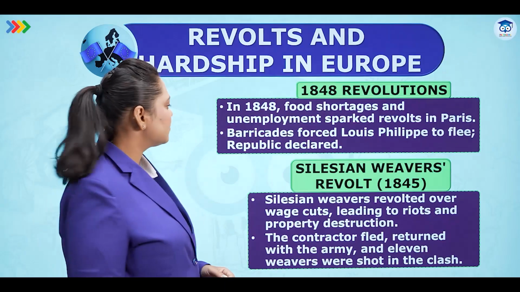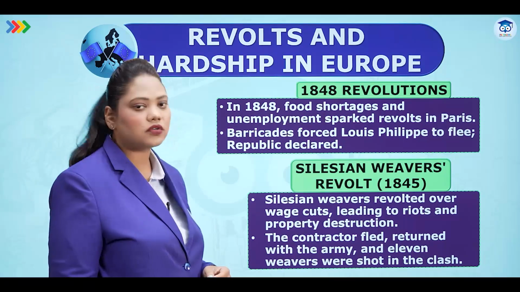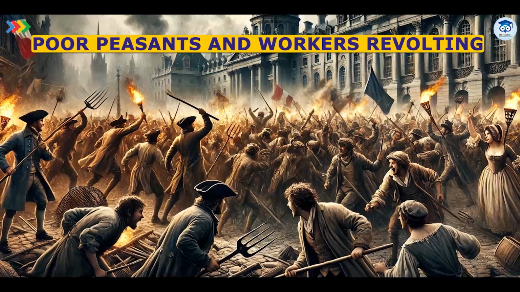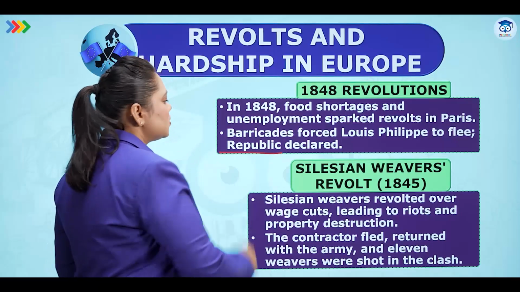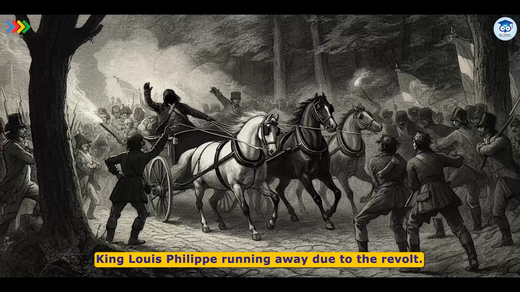1848 revolutions. In 1848, food shortage and unemployment sparked revolts in Paris. They were very angry because of the lack of food and the lack of jobs. That is why the republic was declared. They made Louis Philippe flee, and then they established a parliament in France.